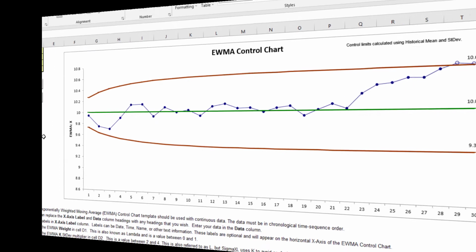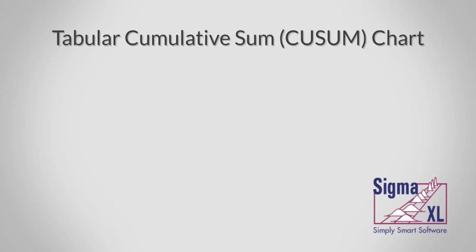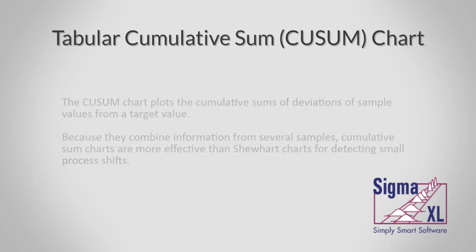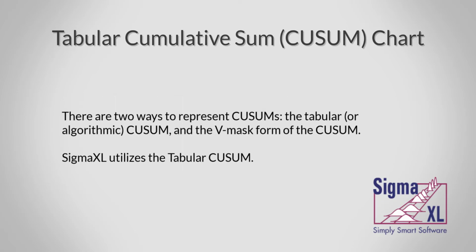Now we'll discuss the Tabular Cumulative Sum chart. The CUSUM chart plots the cumulative sums of deviations of sample values from a target value. Because they combine information from several samples, cumulative sum charts are more effective than Shewhart charts for detecting small process shifts. There are two ways to represent CUSUMs, the tabular, or algorithmic, CUSUM, and the VMask form of the CUSUM. SigmaXL uses the tabular CUSUM.